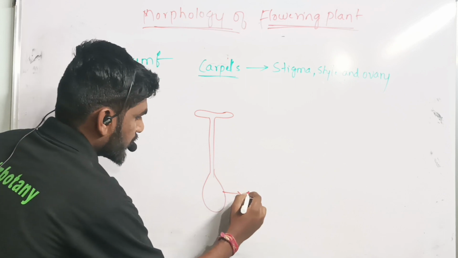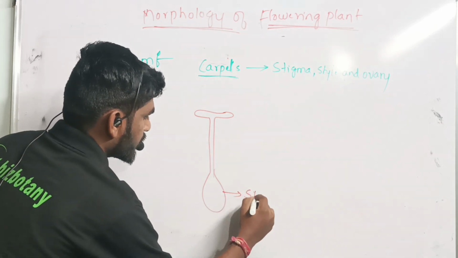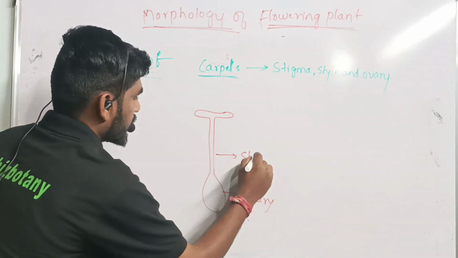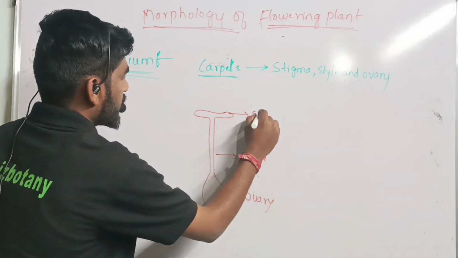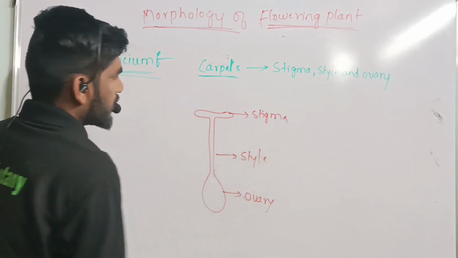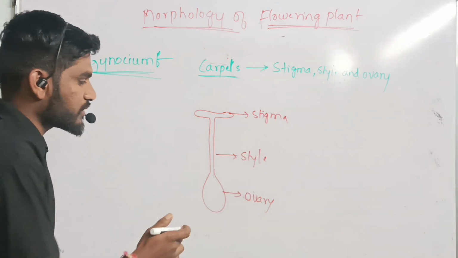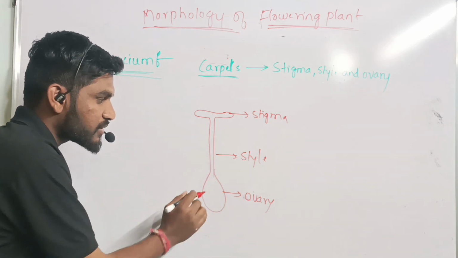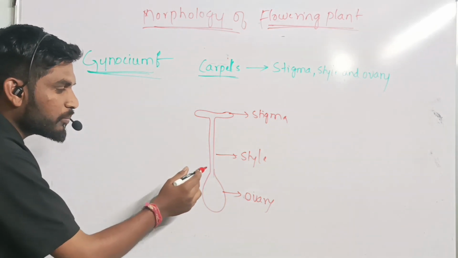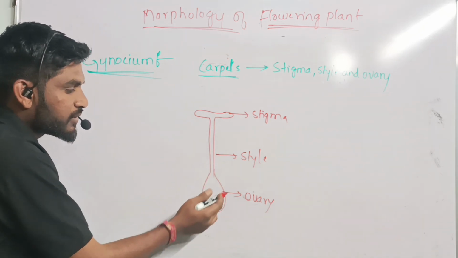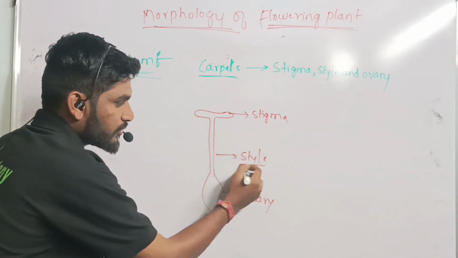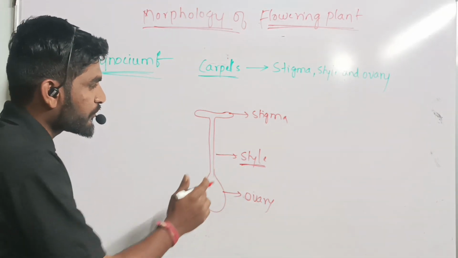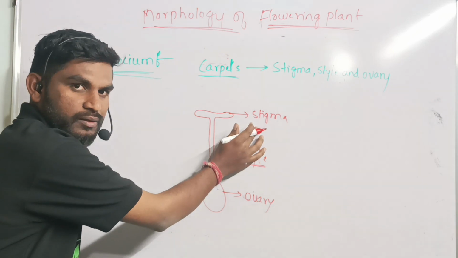This part we call the ovary, this part the style, and this part the stigma. Stigma, style and ovary are the parts of a carpel. The ovary is the basal part of the carpel. The tube-like structure present on the ovary is the style. Style connects the ovary to the stigma.